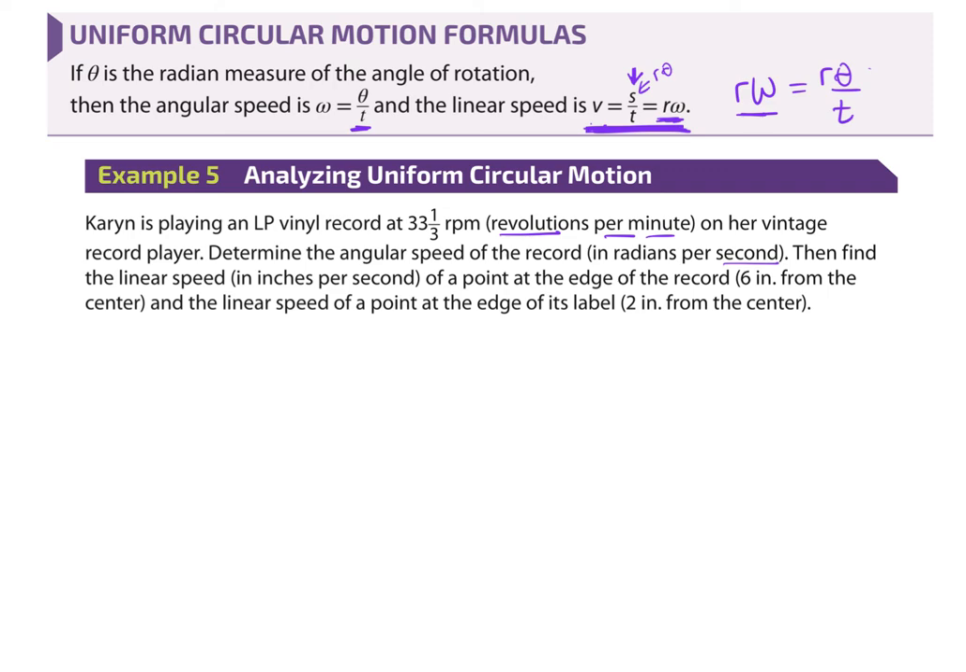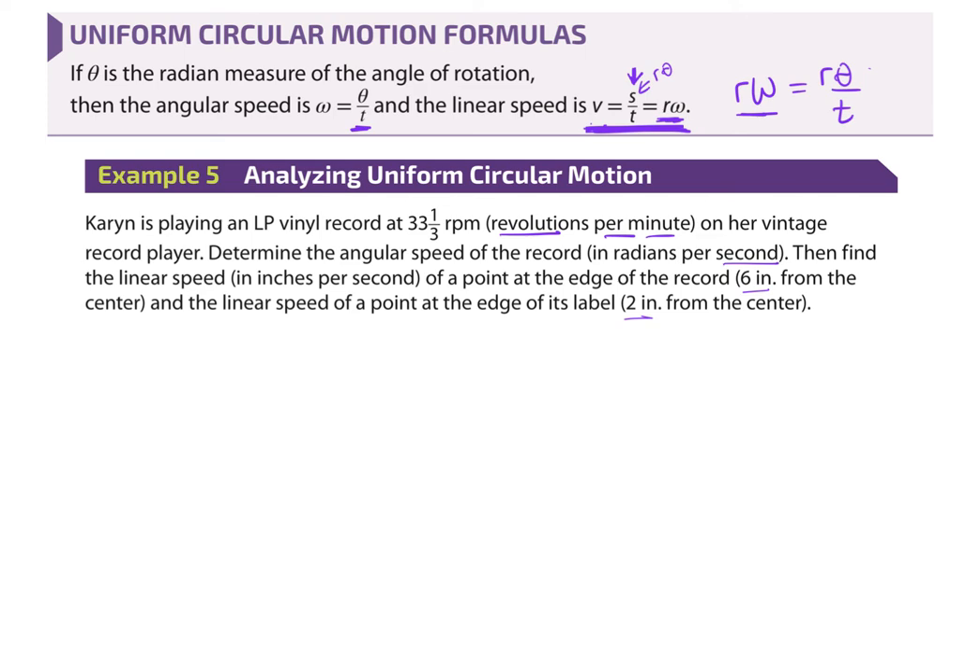The point of the edge of the record is 6 inches from the center, and the linear speed at the point of the edge is 2 inches from the center, okay? So they've told us a couple things here. The angular speed, then find the linear speed at the point, and the linear speed from the edge of the label. So they want 2 linear speeds. Now here's the thing. Once you found your omega, what are we doing? We're just going to multiply by our radius. You'll just have to do it twice. One for the one radius, one for the other radius, okay?